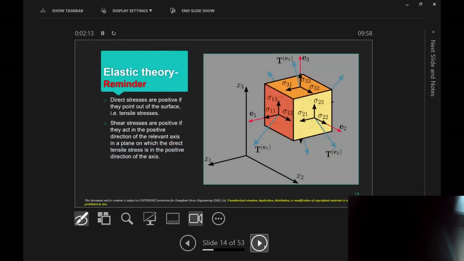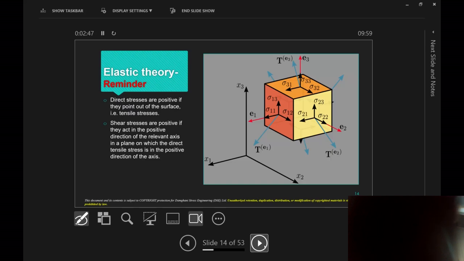So as a reminder for elastic theory, if you look at an isolated cube of material, we call it small, tiny epsilon dimensions, and by epsilon we mean infinitesimal dimensions x, y, and z. If we isolate that material, which could be anywhere, it could be on a structural load-bearing side of a vehicle, it could be a wing, it could be anything.